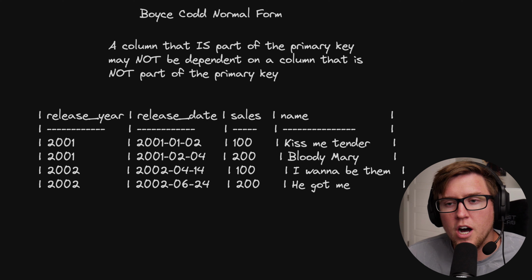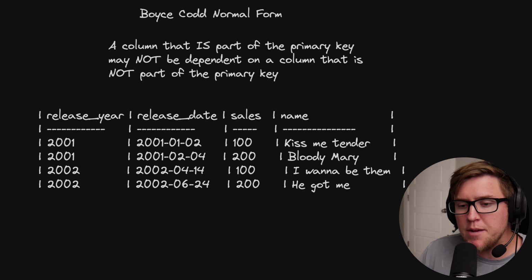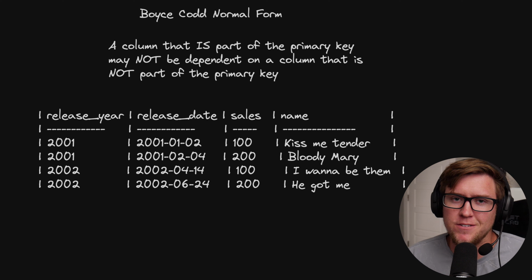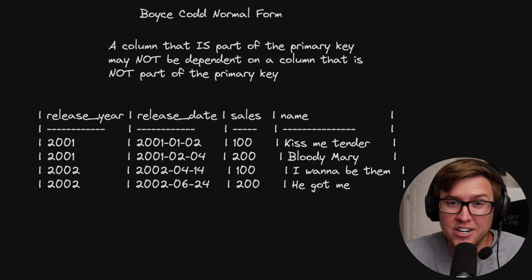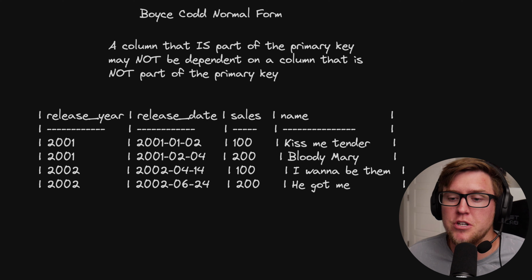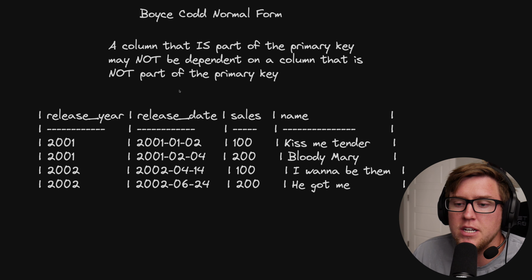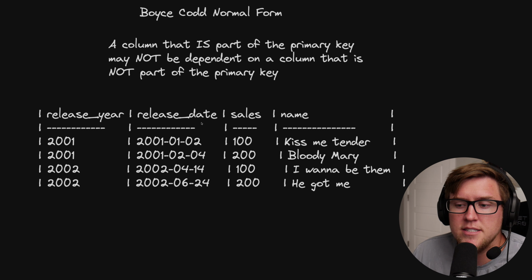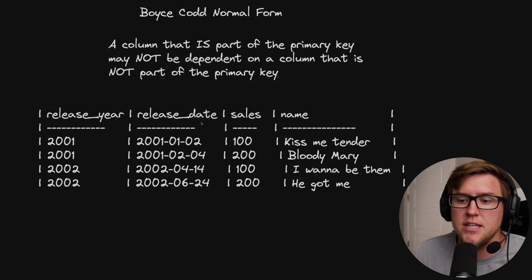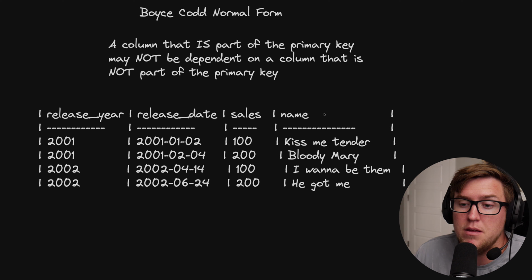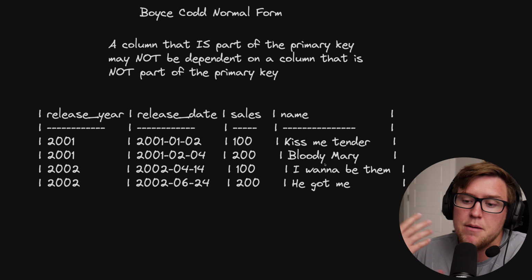Now, in order for Boyce-Codd normal form to actually matter, the database actually has to be in kind of a weird and specific state. That's why it wasn't really added till later, when people actually found out that this is potentially a problem. Okay, so what do I mean? Let's take a look at this database we have here with the 4 columns: release year, release date, sales, and name. The problem here is that we have multiple possible primary keys or candidate primary keys, right? For example, we could just have the primary key be the name column, right? Because all of these names are unique. Kiss Me Tender, Bloody Mary, I Want to Be Them, He Got Me, right?